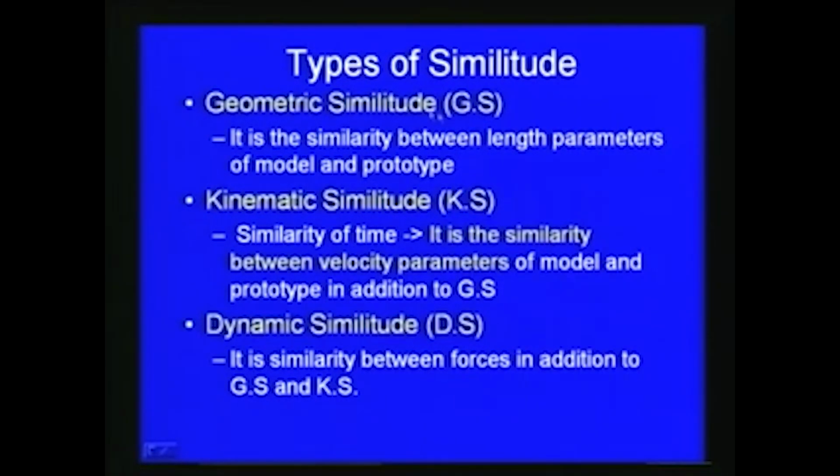So, while doing these kinds of physical modeling, generally 3 important similitude or similarity principles are used in fluid mechanics. The first one is the geometric similitude, the second one is the kinematic similitude, and the third one is the dynamic similitude. Geometric similitude is the similarity between the various length parameters of the model and prototype. The real field problem which we consider, with respect to the length or the breadth or the depth or various dimensions of the real field problem.